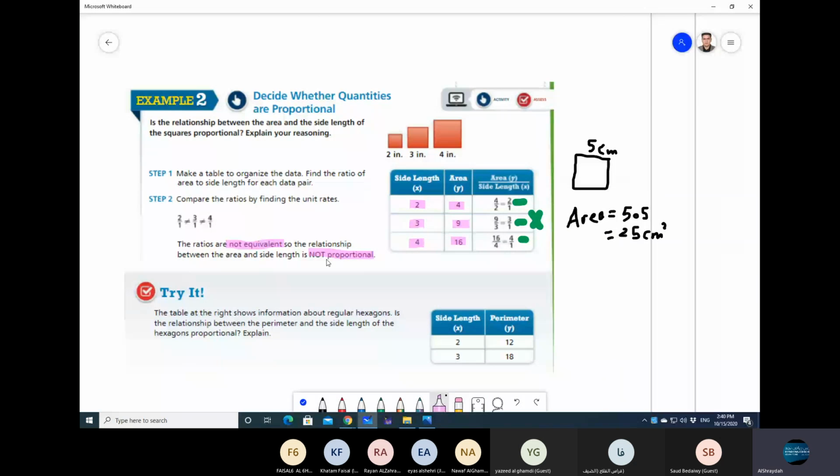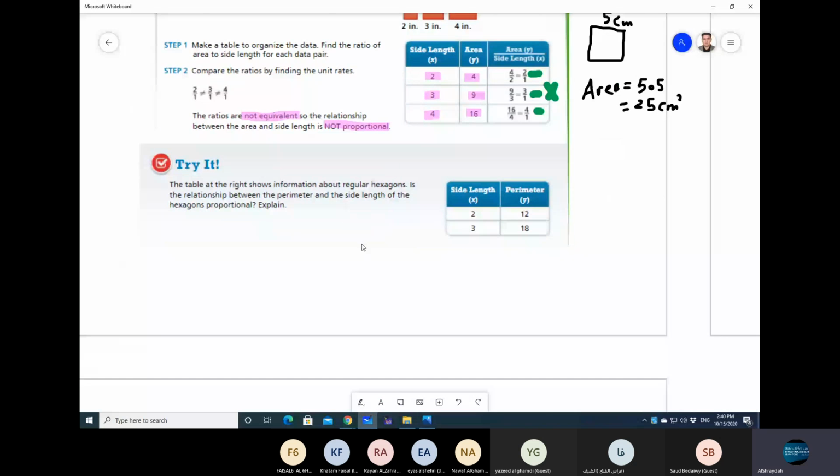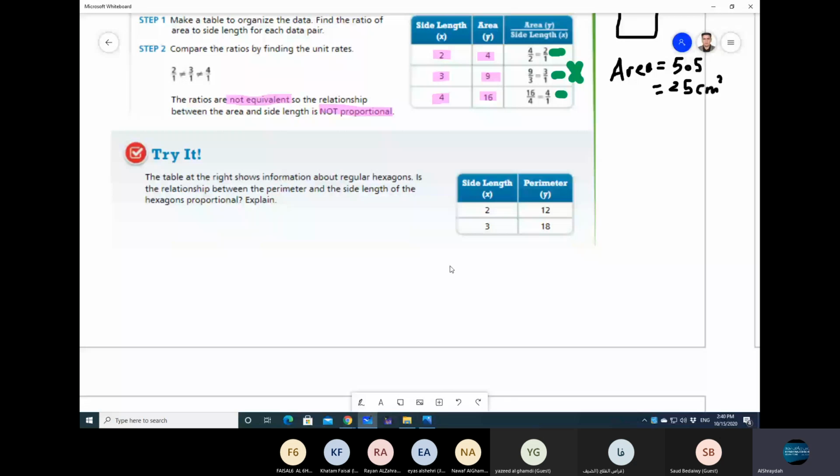Here we have a write question. Who can read it for us, please? Anyone? I'll help you. What do you mean by perimeter? Let's say that we have this rectangle with side lengths 6 and 2. So here we have 2 and here we have 6. So this is a perimeter.